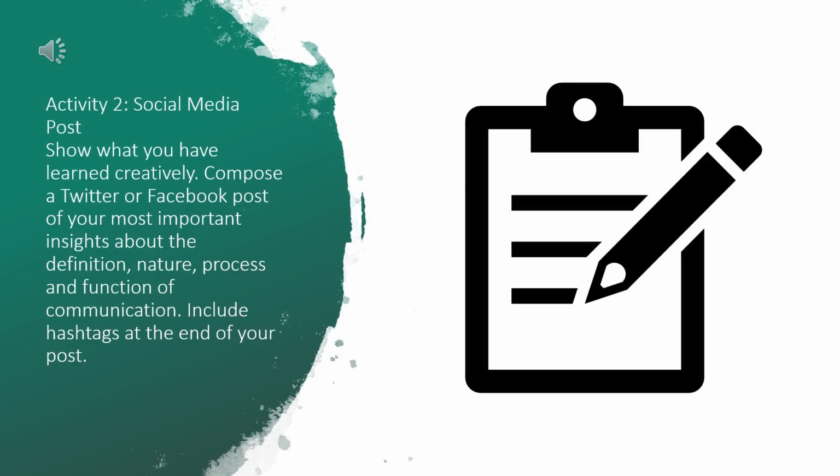After accomplishing Activity 1, you may now proceed to Activity 2, Social Media Post. Show what you have learned creatively. Compose a Twitter or Facebook post of your most important insights about the definition, nature, process, and function of communication. Include hashtags at the end of your post. Again, visit our Google Classroom.